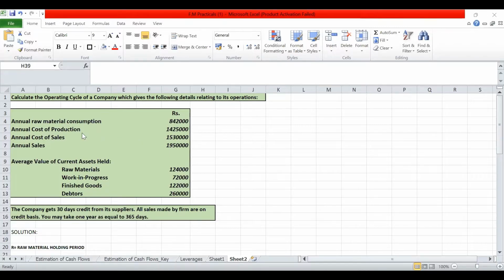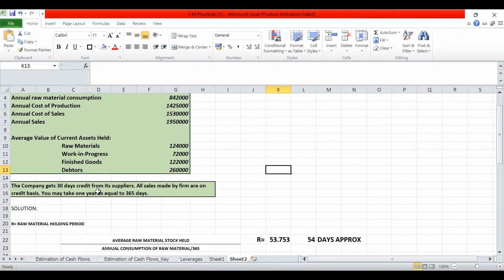We are given the following information regarding the annual raw material consumption, annual cost of production, annual cost of sales or cost of goods sold, annual sales, average value of current assets, that is raw material, work in progress, finished goods, and debtors. The company gets 30 days credit from its suppliers. That means that the credit payment period is given to us as 30 days. All sales made by the firm are on credit basis. That is, annual sales of 19,50,000 are all credit sales. You may take 1 year as equal to 365 days.